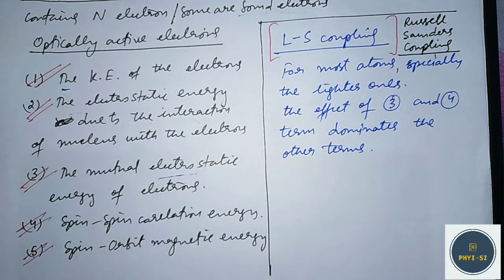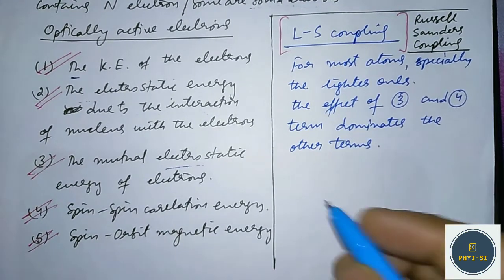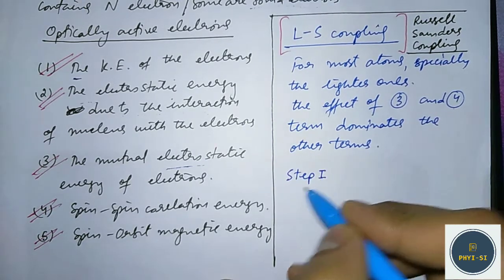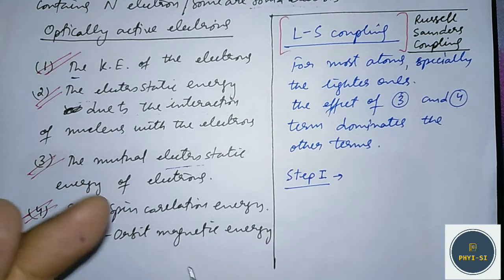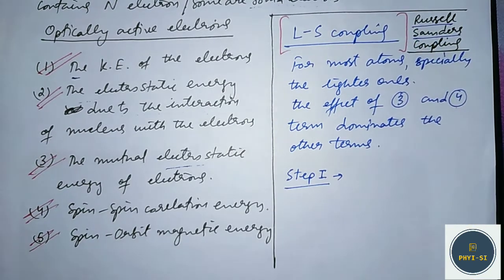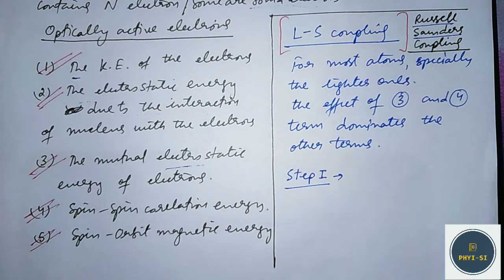So what we get is that we have three steps. Sorry, this LS coupling is also called Russell-Saunders coupling. These were astronomers who for the very first time used it in studying atomic spectra. So, step 1.